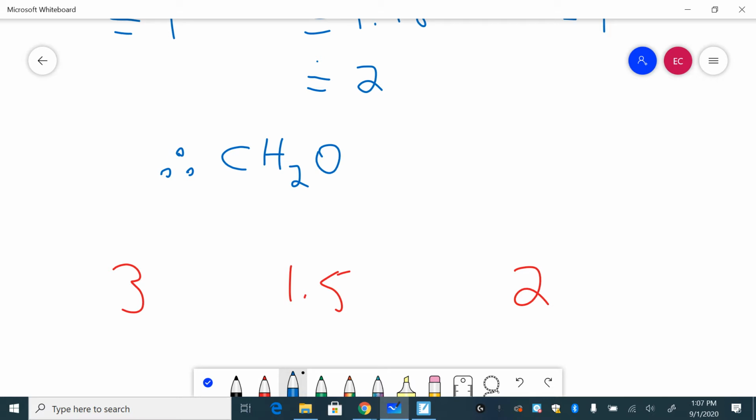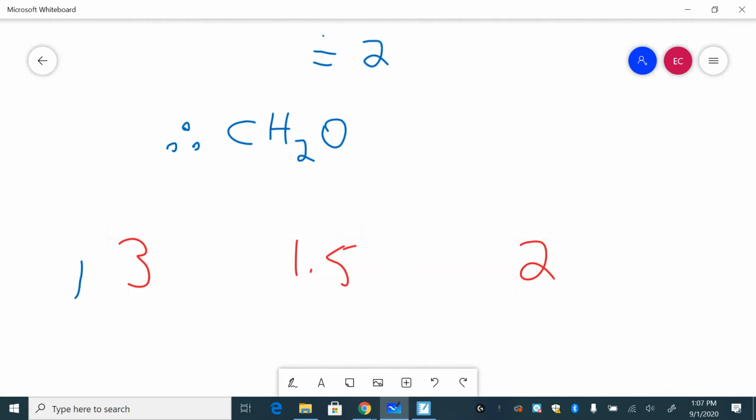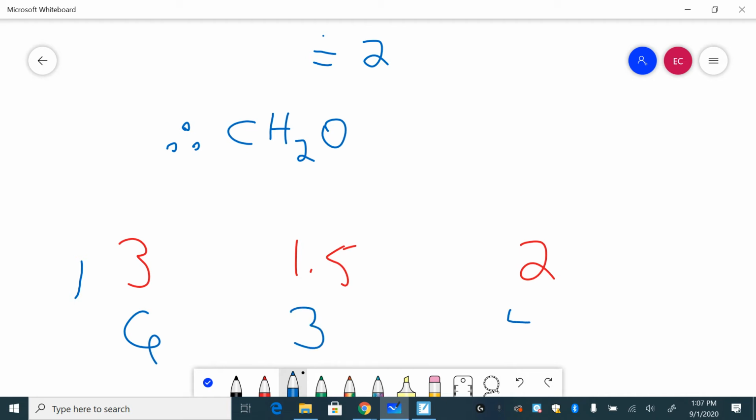So to get around it, just double everything. If you double everything, then it won't be a problem. So this would become a 6, this would become a 3, and this would become a 4. And then whatever the elements are, that's all I would say. So I have 6 of the first one, 3 of the second one, 4 of the last one. You're going to come across that once or twice in these homework questions. Just be aware of that, and you're all done.